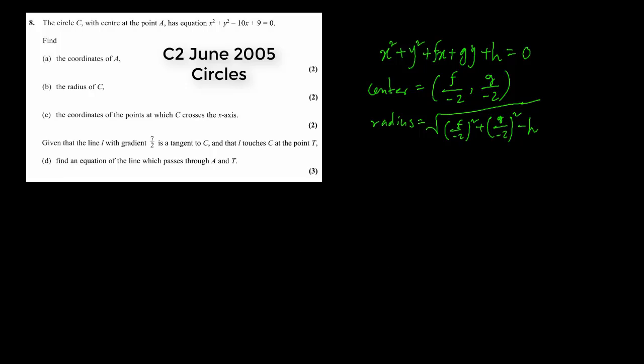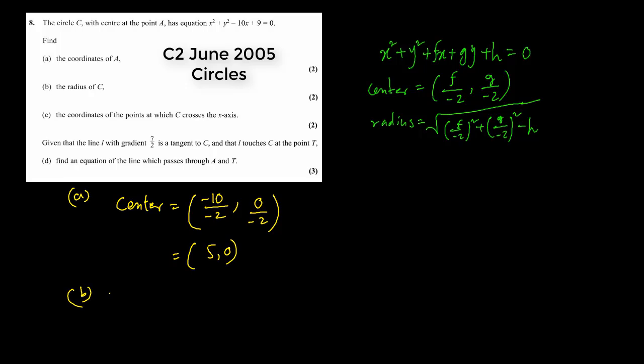So question number A is find the center of the circle, and the equation of the circle is given. So the center equals the coefficient of x, which is minus 10, so it will be minus 10 divided by minus 2, and the coefficient of y, there is no coefficient of y, so it is 0, so 0 divided by minus 2. So this is going to be 5, 0, that's the center.